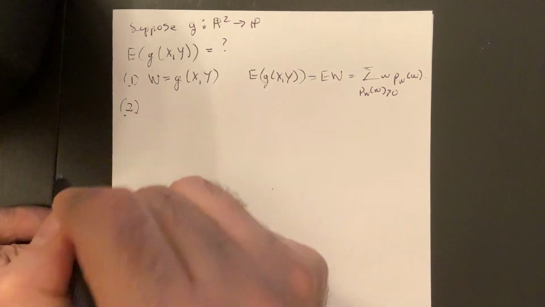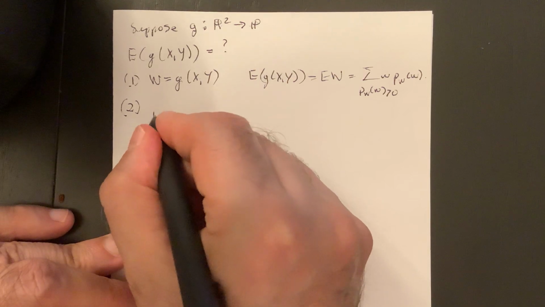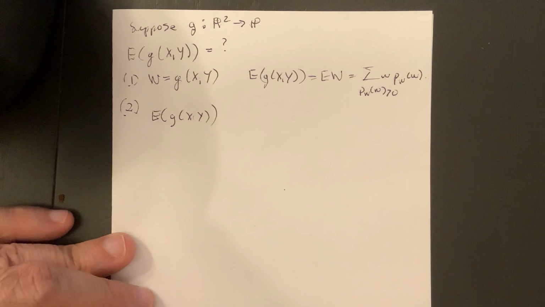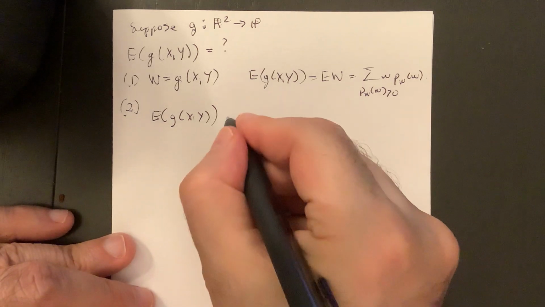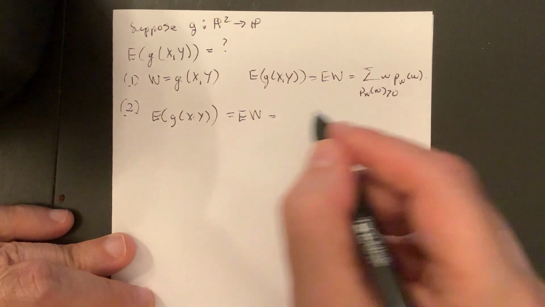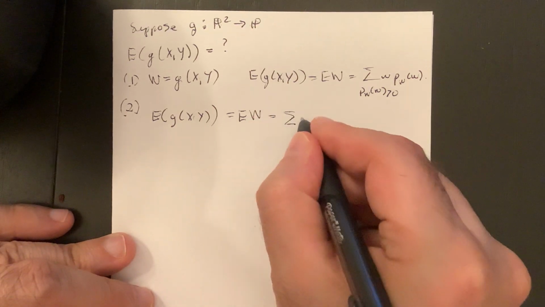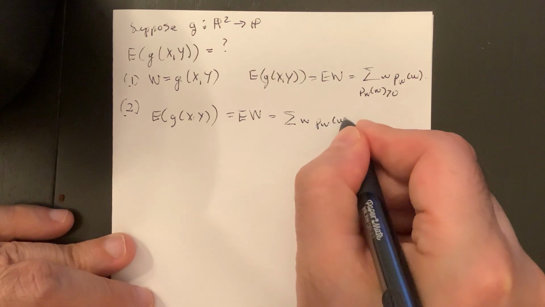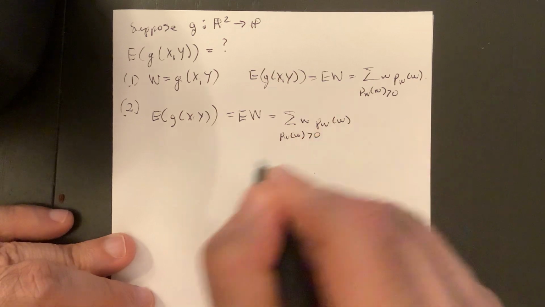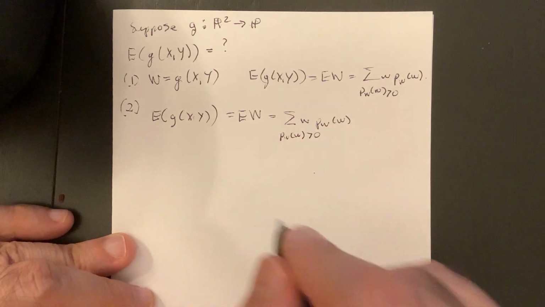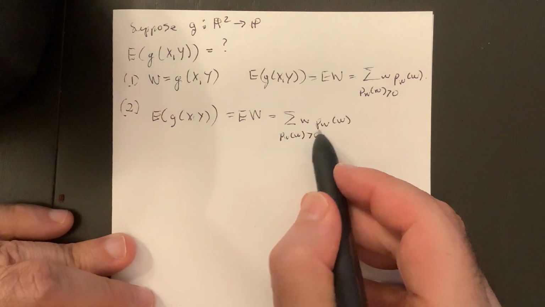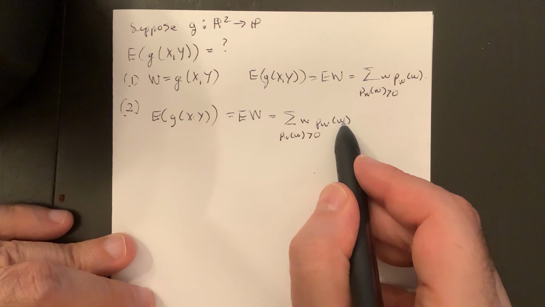So we have the second proposition, which says E of g(x, y). Well, this is E[W], right? This is E[W], which is what I have here: the sum of w times p_W of w, over w where p_W of w is greater than 0. Okay, but now, what can I do with that? What is p_W of w?